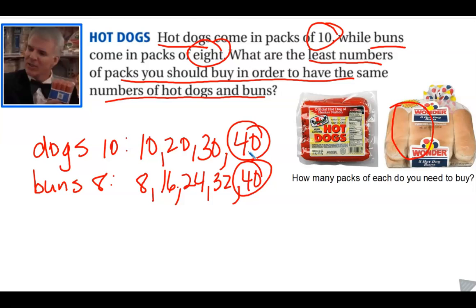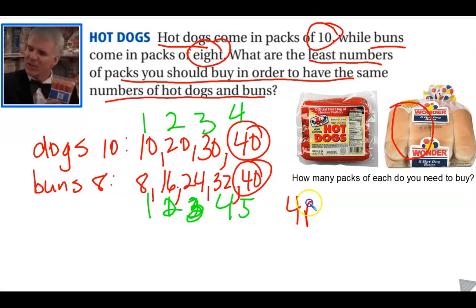But the question is, how many packs do we need? If we look at this, this is 1, 2, 3, 4 packs. This is 1, 2, 3, 4, 5 packs. So the idea is I need 4 packs of the hot dogs and I need 5 packs of the buns, and then I will have 1 hot dog per bun.